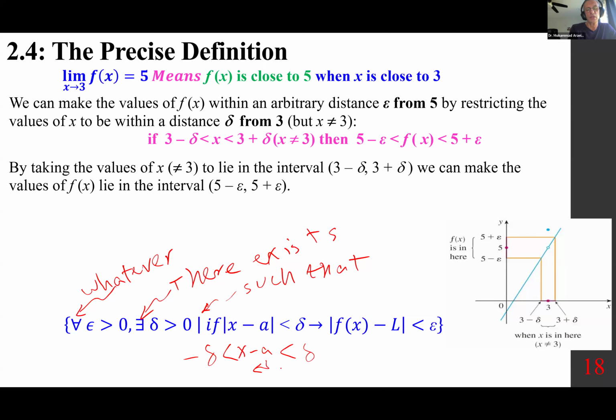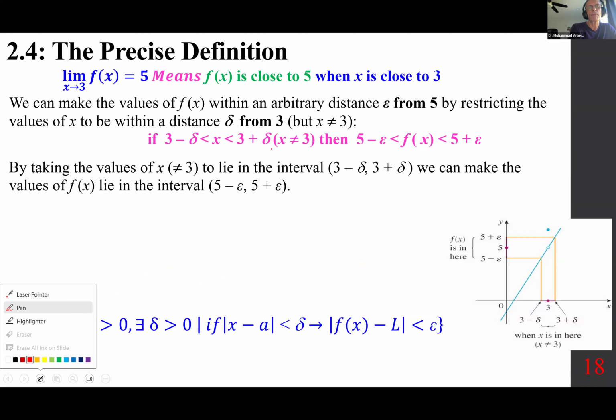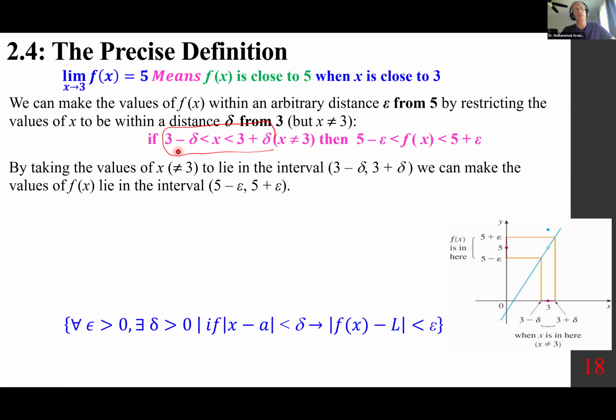Now, if you move the a, you get this one. This is by the definition of an absolute value. So if x is between 3 minus delta and 3 plus delta, then f of x is between 5 minus epsilon and 5 plus epsilon. So x is some number between these two values, 3 minus delta and 3 plus delta, along the x-axis. Then f of x, or the y coordinate, is between 5 minus epsilon and 5 plus epsilon, by taking the values of x not equal to 3, and that's the idea.